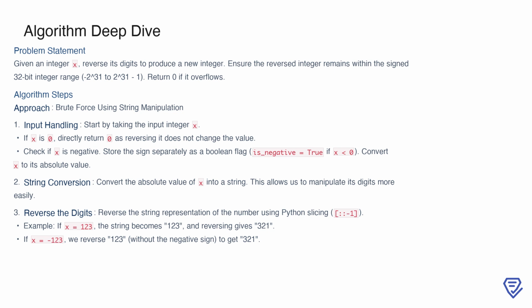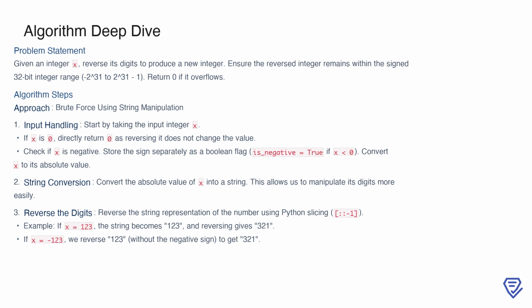First, we handle the input integer. If the value of x is 0, we directly return 0 because reversing it has no effect. For other values, we check if the number is negative and store its sign in a Boolean flag. This helps us process the number as a positive value by converting it to its absolute form. Then, we convert the absolute value of x into a string, as strings are easier to manipulate when reversing digits.